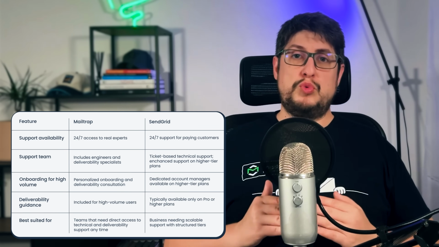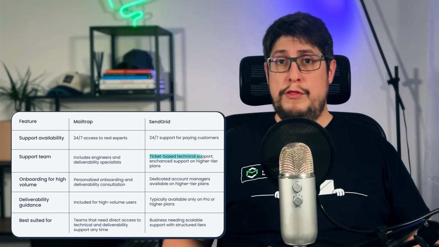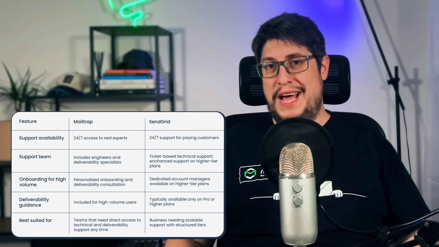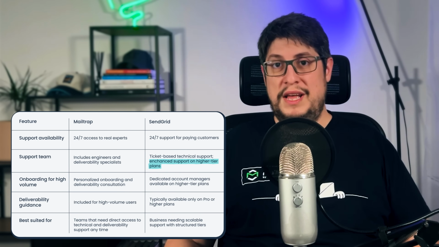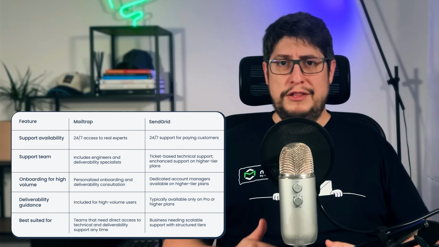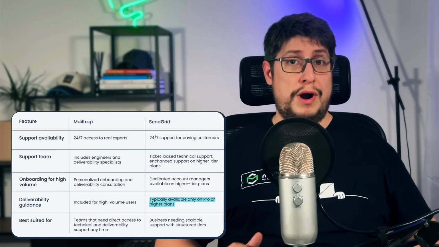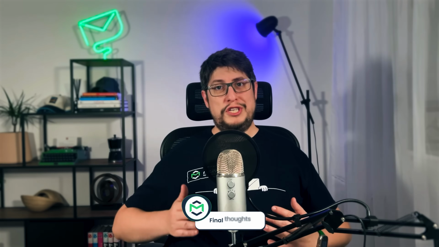SendGrid offers 24/7 support for paying customers, with access to technical teams through ticket-based assistance. Higher-tier plans include enhanced support options, such as priority response and dedicated account managers. And while deliverability guidance is available, it's typically reserved for pro or higher plans. So, which email platform will be better suited for your sending needs?